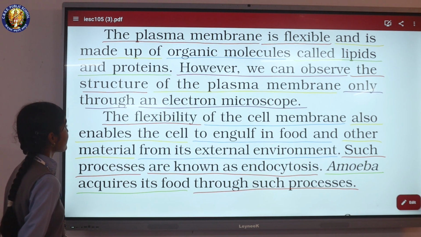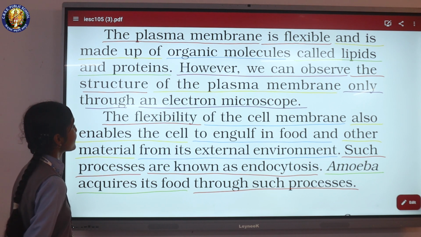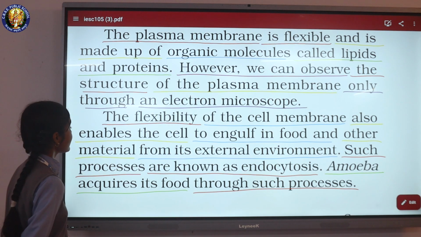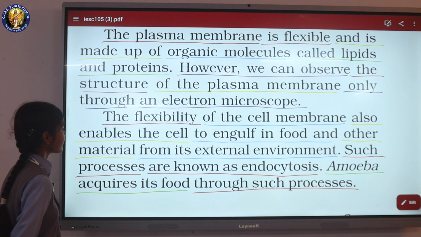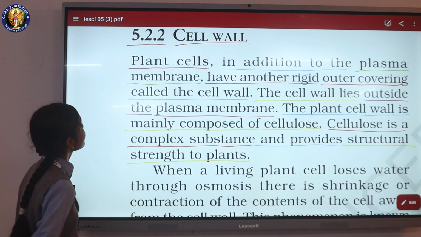The flexibility of the cell membrane also enables the cell to engulf food and other material from its external environment. Such processes are known as endocytosis. Amoeba acquires its food through such processes. Cell wall.